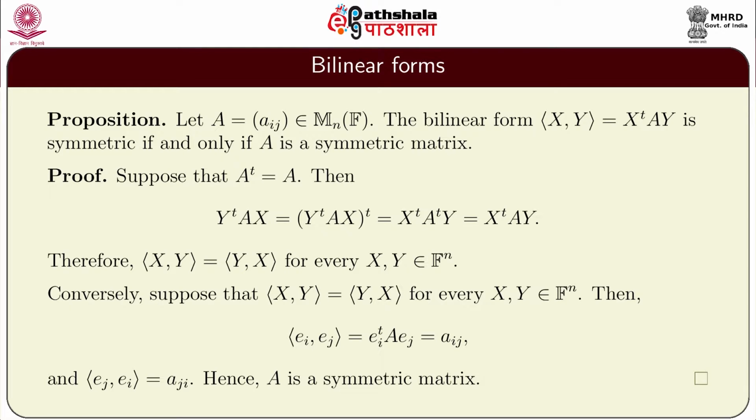And conversely, if we assume symmetry of the bilinear form, that is if inner product xy is inner product yx for every x, y in Fn, then inner product ei comma ej is equal to ei transposed A ej, but it is an easy calculation which shows that this is nothing but the ijth entry of A, that is Aij, and inner product ej ei is nothing but Aji.